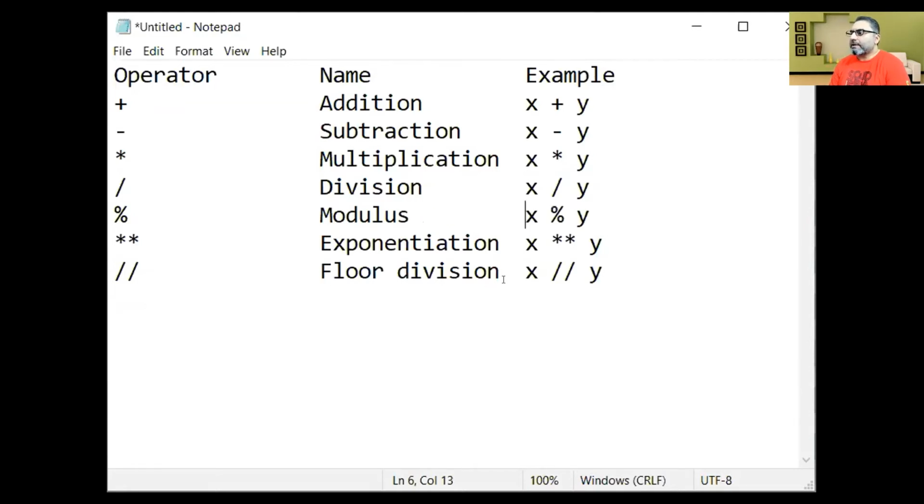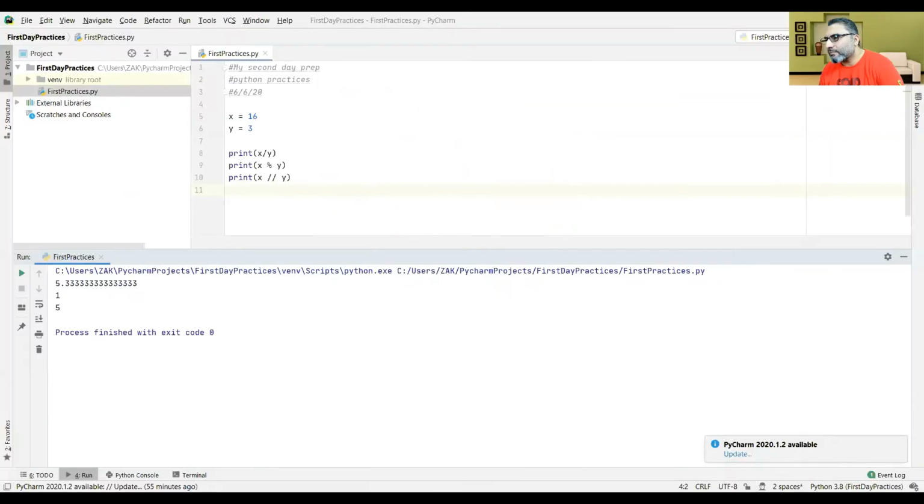We used to have that thing, mod function, mod. This is exponent, double star, and this is div, floor division. Okay, so let's check.